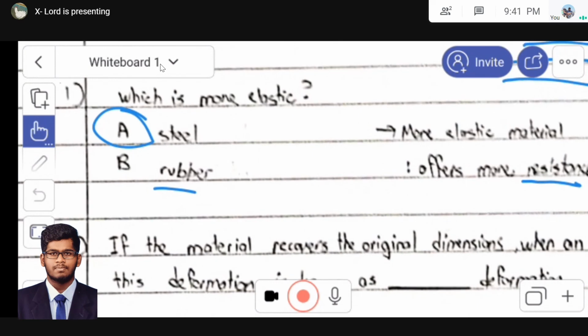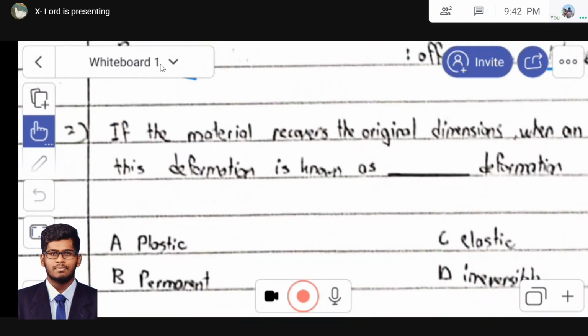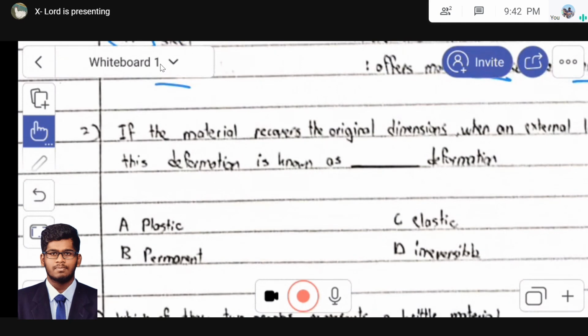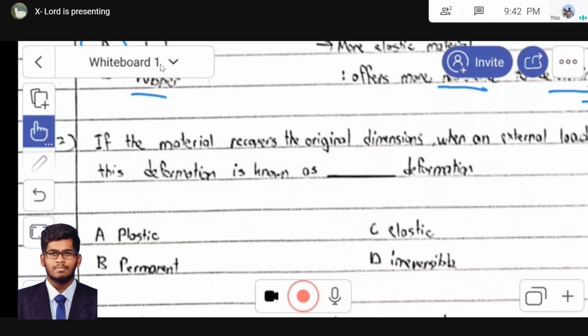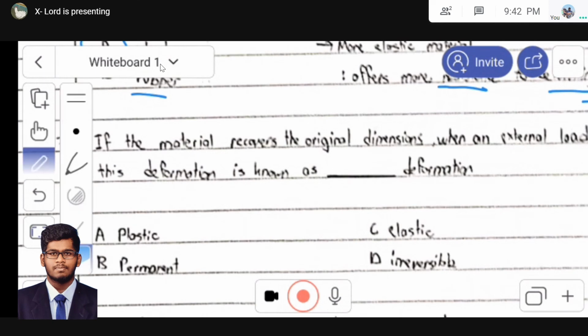Okay. Next. If the material recovers the original dimensions when an external load is removed, this deformation is known as blank deformation. From this question, we know that it recovers its original dimensions. There's only one type of deformation like that, known as elastic deformation. As I've said before, let's look for elastic. There, you can see elastic, right? Okay, what does elastic mean again? Elastic means reversible.